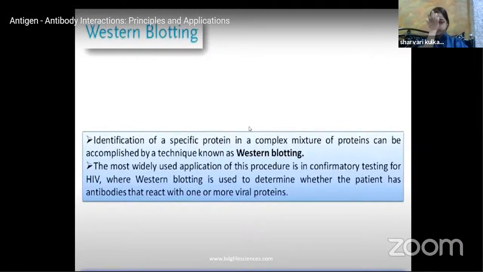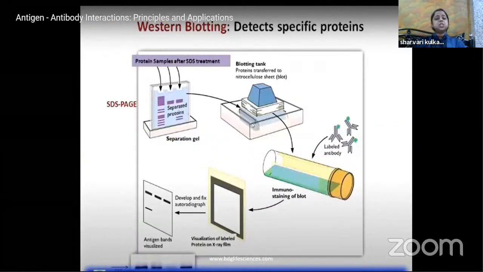Then comes Western blotting. Western blotting is one more technique which is responsible for identification of a specific protein in a complex mixture of proteins. This is widely used. You must have heard of it for HIV. HIV is detected by means of this Western blotting technique. So this is detection of specific proteins. Protein samples are loaded after SDS treatment. SDS is sodium dodecyl sulfate PAGE electrophoresis. These are the separated proteins in the separation gel.